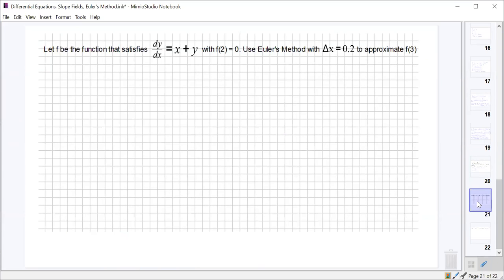All right. So we're going to just start here with this one. We're going to start with the differential equation dy/dx = x plus y, and we know that if we plug in x equals 2, we get y equals 0. And so we want to use a step with delta x, or change in x, being 0.2 every time. We're going to approximate the value of f of 3. So what I'm going to do, and you don't need to do this if you don't want to, but I think it's sometimes helpful, I'm just going to write out a big old chart here with my initial coordinates.